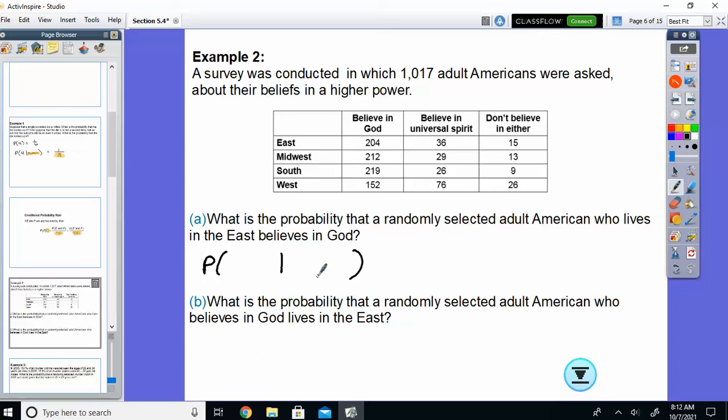Okay, what do we already know? They live in the East. So my given is that they are in the East. So we're trying to find the probability that they believe given they are in the East. So when I set this up, my denominator is from my given. So it's my East. So what do I need to do? Add up everybody in the East. I am not looking at everybody in the table. I am only looking at those people in the East.